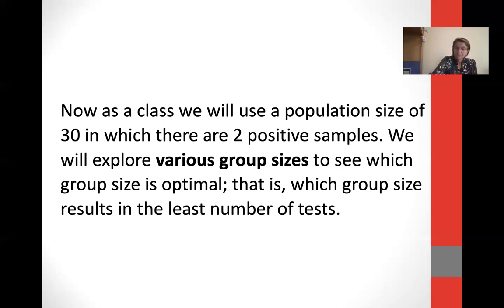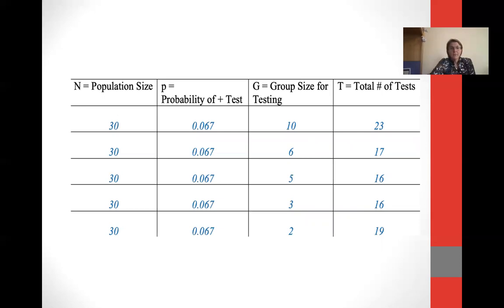It'll be a data set that'll talk to us about how many tests we need versus what the group size is. Okay. So again, if you wanted to stop and do that with whoever you're working with, you could do that, or you could do that with your students. So this is just an example. I'm showing you what happens. My probability of testing positive is 2 out of 30. And these are my different group sizes.